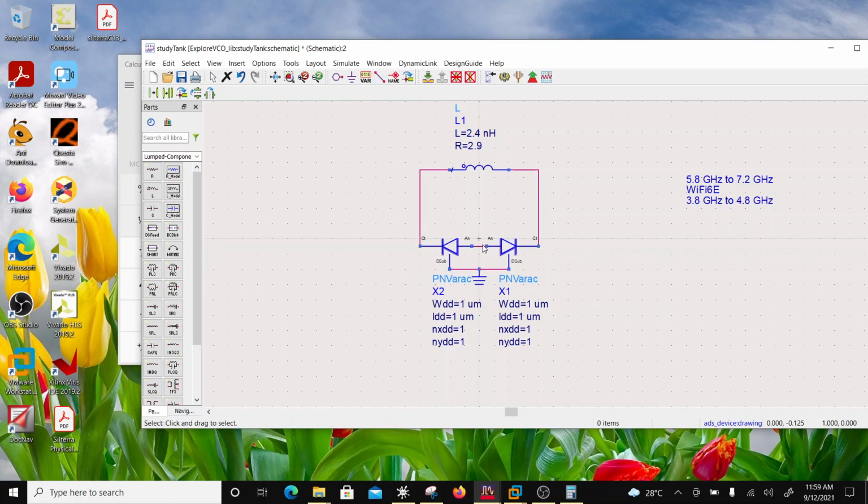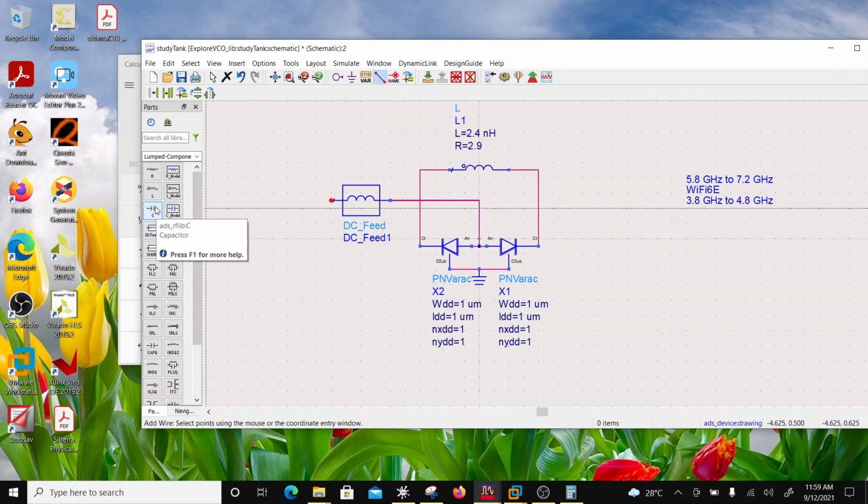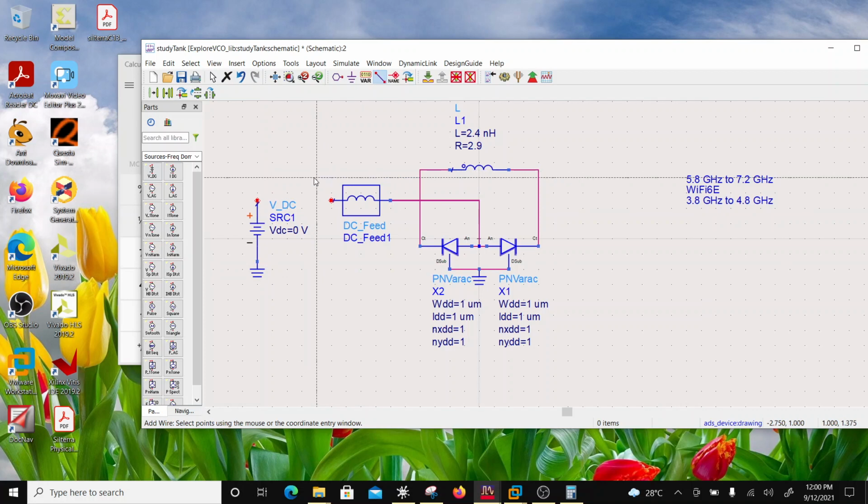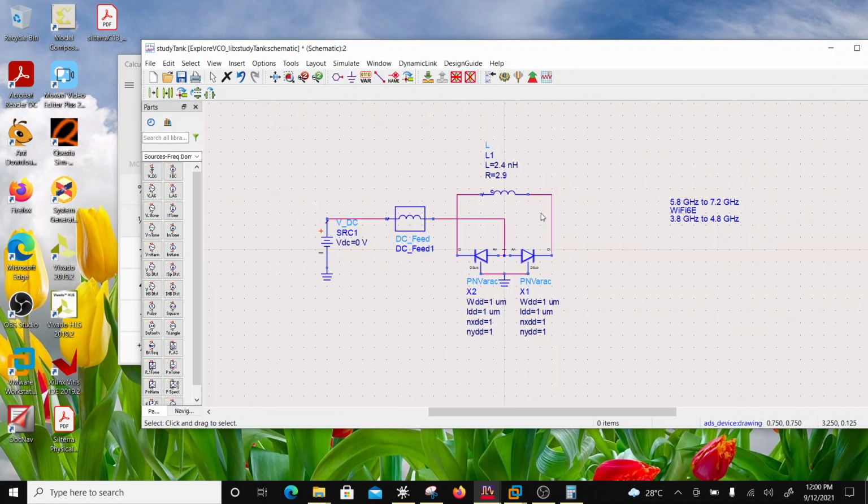Now I am going to introduce a control voltage here with a DC feed. So basically this is a decoupling, and that's a DC feed here, and I can put here a control voltage. So basically the source is frequency domain, and I put a control voltage here of 0 volts, let's say. So this is the control voltage and this is the tank circuit.